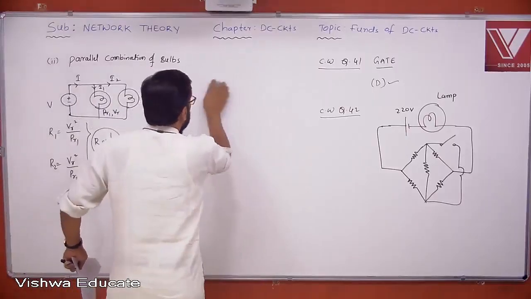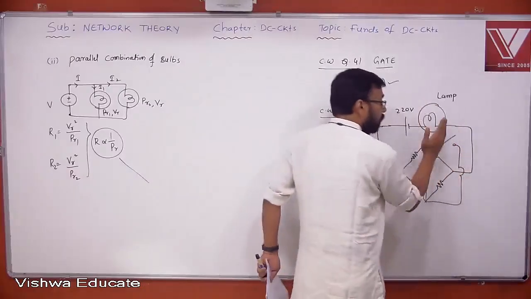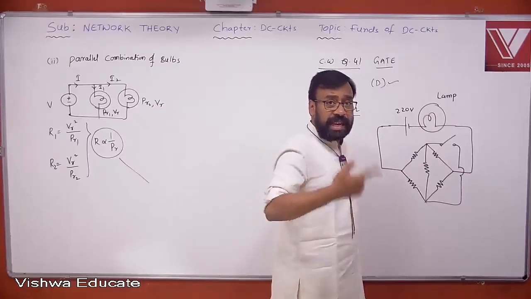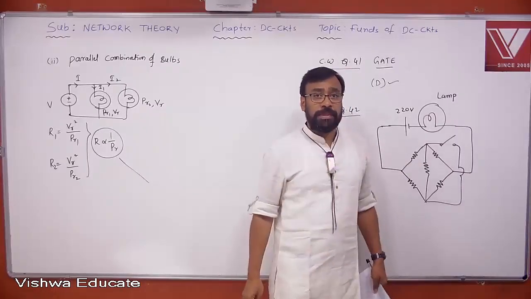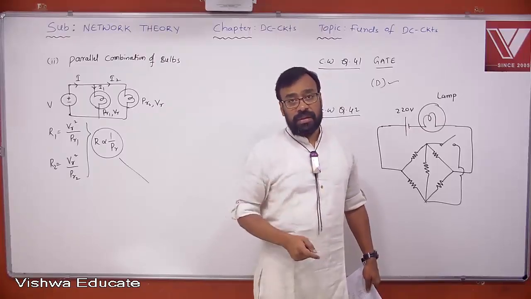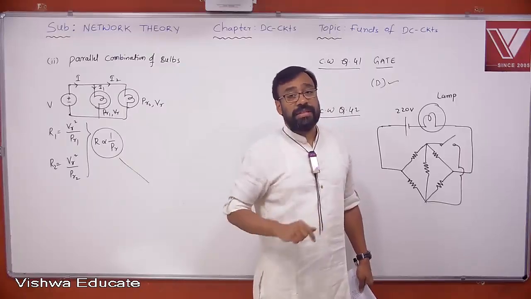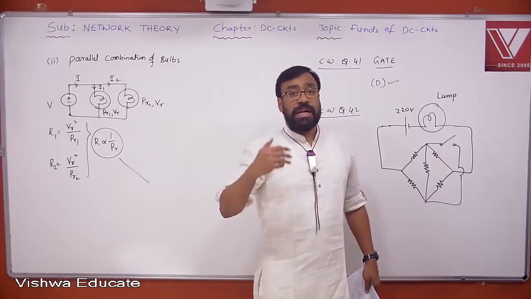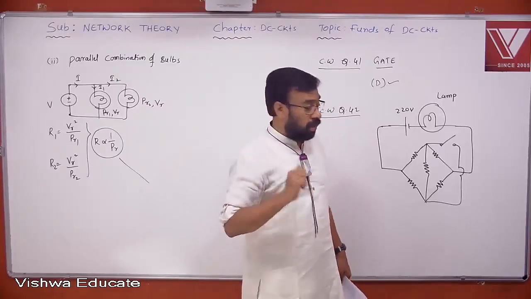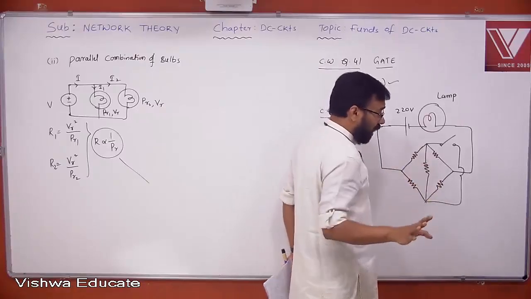In the first case, when the switch is open, you can find the current flowing through the lamp. In the second case, you find the current flowing through the lamp. In whichever case the current flowing through the lamp is higher, the I square R dissipation is higher. In that case, definitely the power and the intensity will be higher as compared to the other. Is it clear? Now, look at this. Each resistor value is R. That means all have the same value.